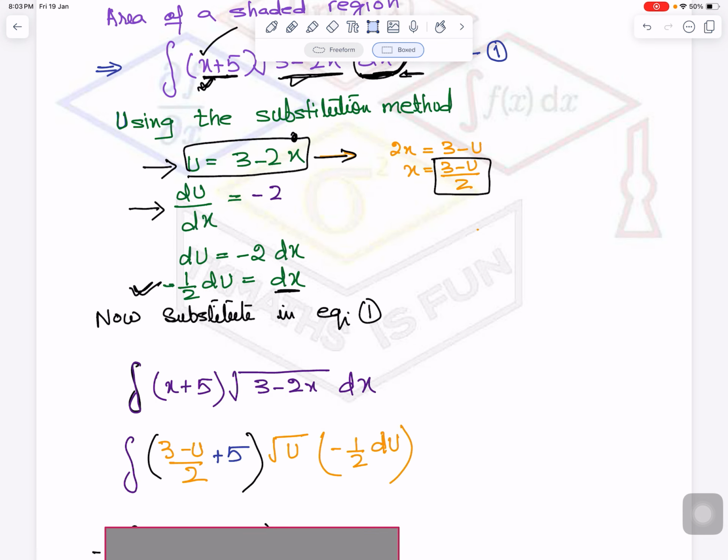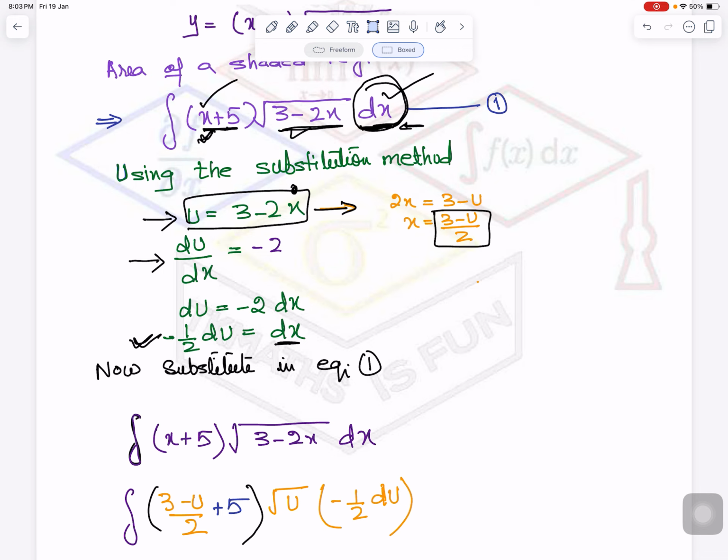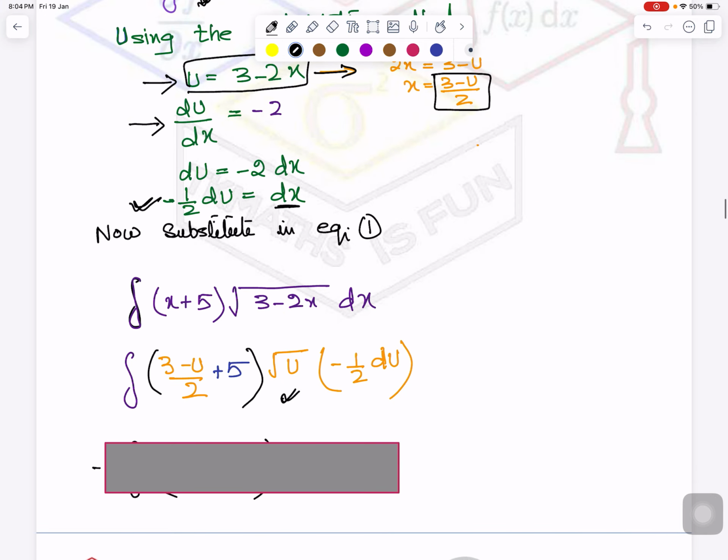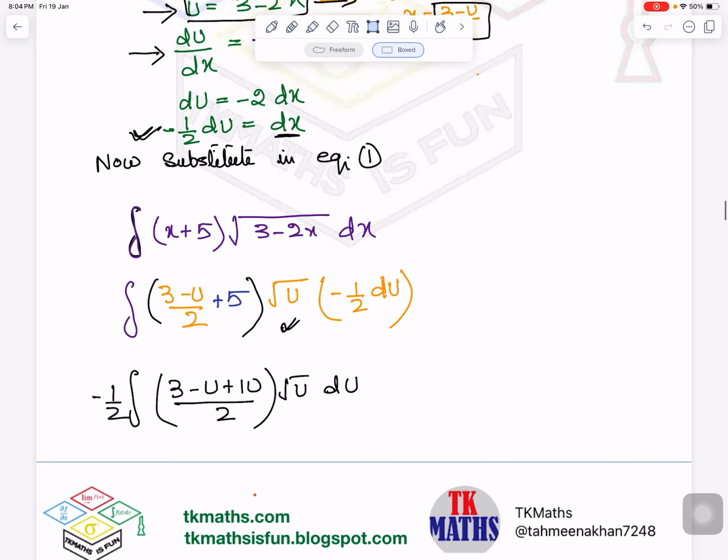I have used orange color to show you what I am replacing it by. Again showing you the question. Here, instead of 3 minus 2x, I have written u, and that's why it is root u. Now what will I do? I will simplify it so that I can integrate it, right? Because all 3 terms are multiplying here, you can see there is a bracket here. This is also multiplying and this is also multiplying. So I'm taking this minus half outside.